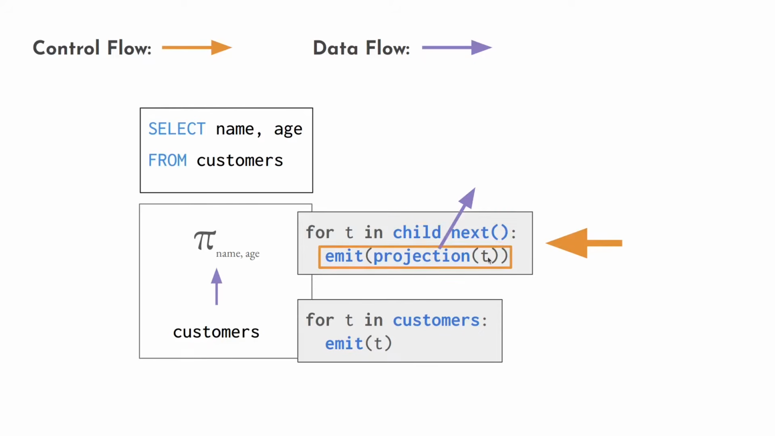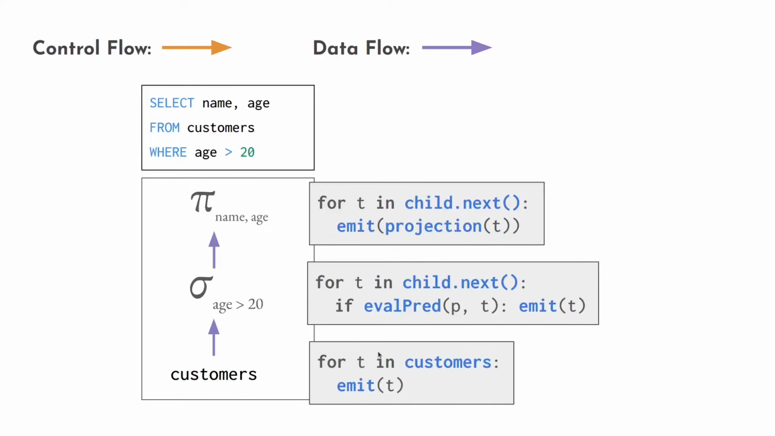We emit now the projected tuple and we call again our child's next. That blocks again. We go to the child and so on and so forth. The thing to notice here is that basically the operators retain state, meaning the second time we call this scan, it's going to return us the second tuple from customers. It's not going to start from the beginning. So it's kind of like the yield style that you have in Python.